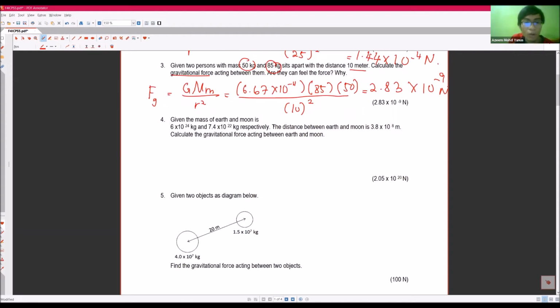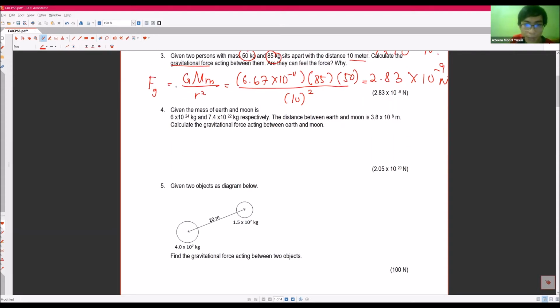Okay. Given the mass of Earth and Moon is 6 times 10 to the power of 24 and 7.4 times 10 to the power of 22. Distance between Earth and Moon is 3.8 times 10 to the power of 8 meters. Calculate the gravitational force.